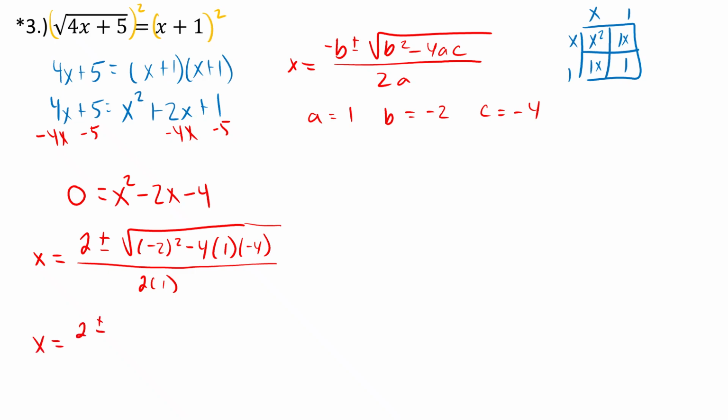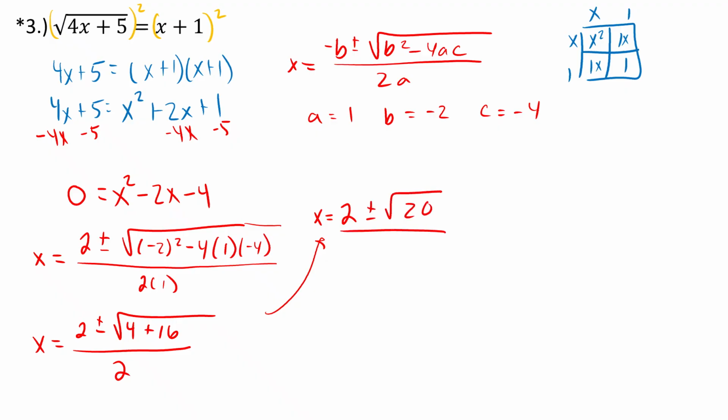Alrighty. Under that square root, negative 2 times negative 2 is positive 4. Negative 4 times 1 times negative 4, well, negative 4 times 1 is negative 4, and negative 4 times negative 4 is positive 16. And 2 times 1 is 2. All right. X is equal to 2 plus or minus the square root of 20 over 2.